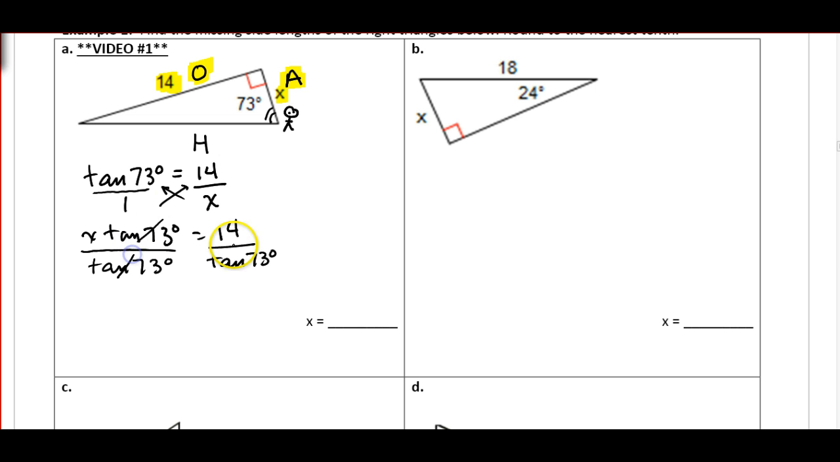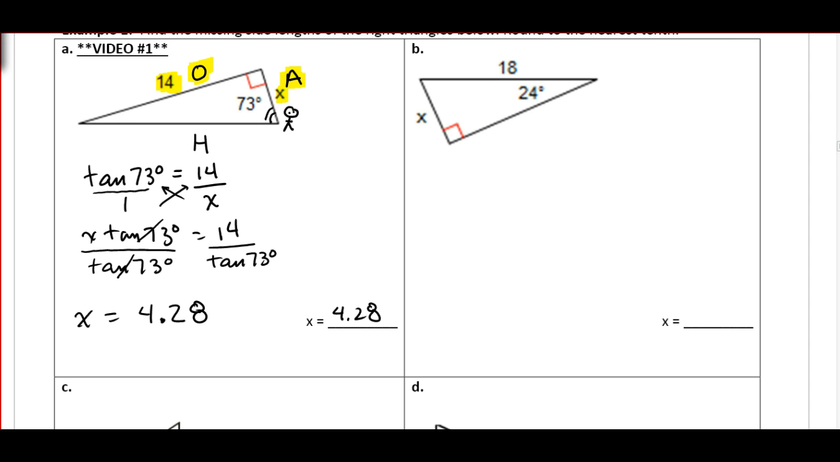So these are going to cancel, and then to solve for x, all we have to do on our calculator is do 14 divided by tangent 73. Again, make sure that you're in degree mode. You should be in degree mode from the last videos. Go ahead and check your calculation on your own calculator, and make sure that you also get 4.28. Now, in these problems, there's no units, so we don't really need to include them in the answer. But if there were, make sure that you included them with your answer as well.